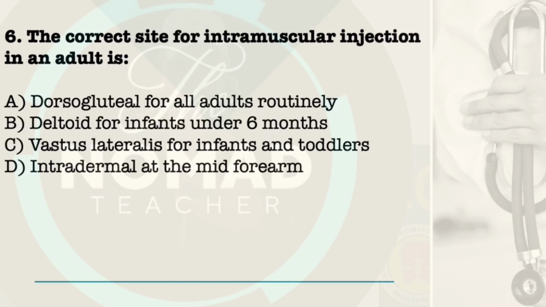6. The correct site for intramuscular injection is A. Dorsogluteal for all adults routinely. B. Deltoid for infants under 6 months. C. Vastus lateralis for infants and toddlers. D. Intradermal at the mid-forearm.